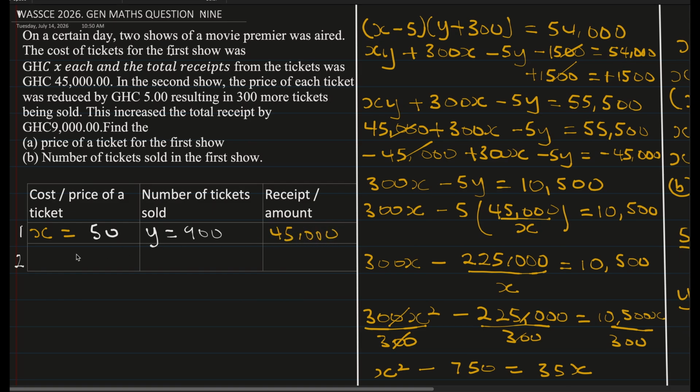Okay. Now in the second show, X was reduced by 5 cedis, means 50 take away 5, and we are getting 45 here. So the second show, we are having 45 here. The cost is now 45 cedis. And then the number of tickets sold increased from 900 plus 300 more. So 900 plus 300 is giving us 1,200. So when we multiply 45 cedis by 1,200, yes, the answer is now 54,000.